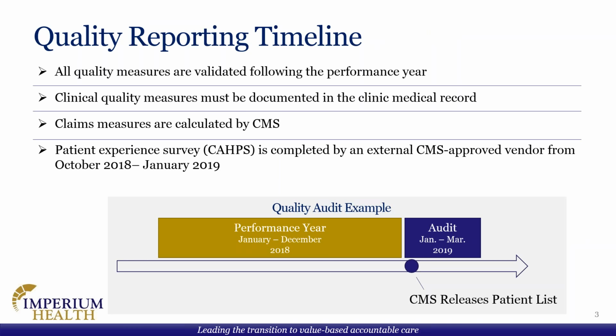A few key dates to remember as we think about our quality audit. We're working on performance year 2018, which extends from January through December of 2018. Our clinical quality audit, or that GPRO audit that we do, will occur from mid-January through mid-March of 2019. When we turn our information into CMS, it must be in by mid-March. So that when we get closer to the audit, we'll release some more defined timelines for that. But just remember, mid-January through mid-March.